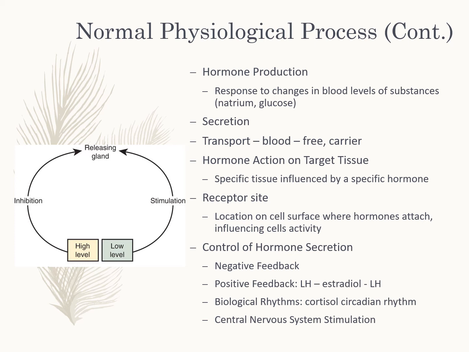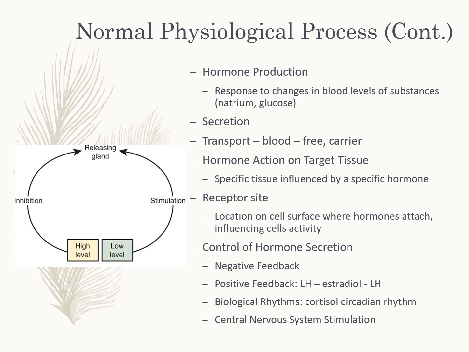When we want to control hormone secretion, maintaining them in a physiological range is accomplished through feedback systems. And although the specific mechanism varies depending on the gland or the hormone involved, there are 4 types of feedback control, which are negative feedback, positive feedback, biological rhythms, and central nervous system control.